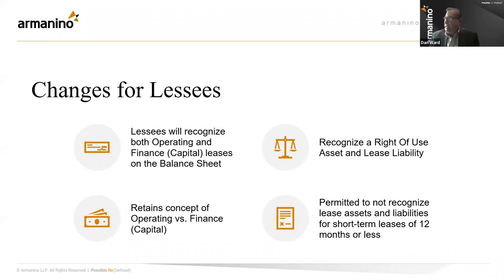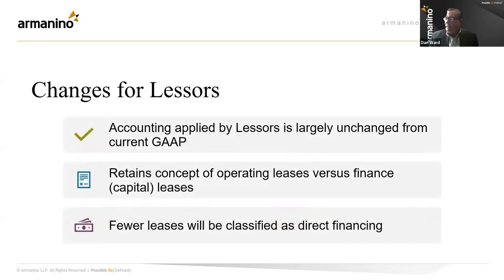Combining lease and non-lease components. Lessees and organizations may choose not to separate non-lease components from the related lease components. Rather, you would account for a lease component along with all its related non-lease components as a single lease component. This accounting policy election is made by class of underlying asset.